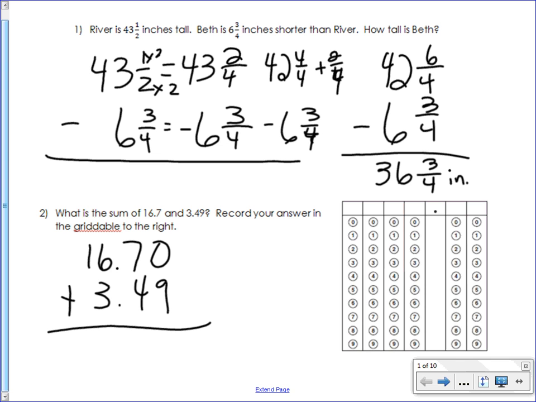So 0 plus 9 is 9. 7 plus 4 is 11. I bring down my decimal. 6 plus 1 is 7 plus 3 is 10. And 1 plus 1 is 2. So your answer is 20 19/100. To write that in the grid, you're going to fill all of your numbers in around the decimal and bubble it in.